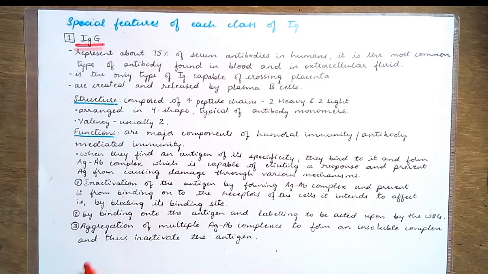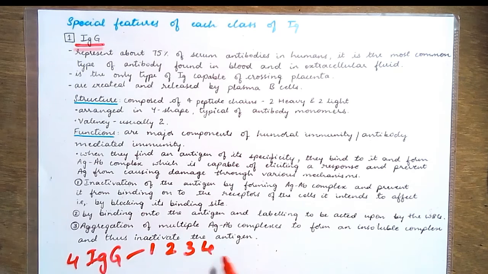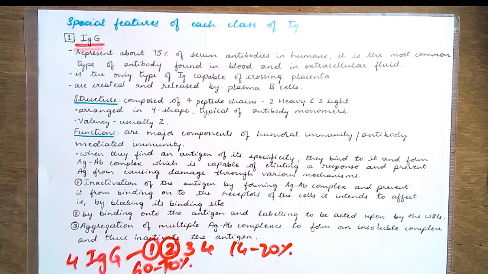Also, there are 4 subclasses of IgG, that is IgG1, IgG2, IgG3 and IgG4, which are present in different ratios. IgG1 is present in the highest percentage, forming about 60 to 70% of the IgG, whereas IgG2 forms about 14 to 20% of IgG. IgG3 forms about 4 to 8%, and IgG4 forms about 2 to 6%.